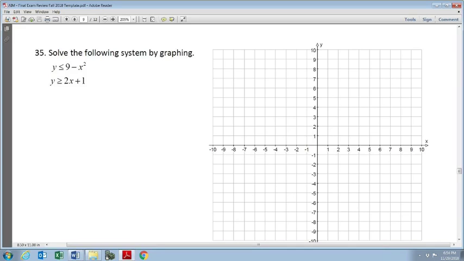All right, let's move on to number 35. It says solve the following system by graphing.